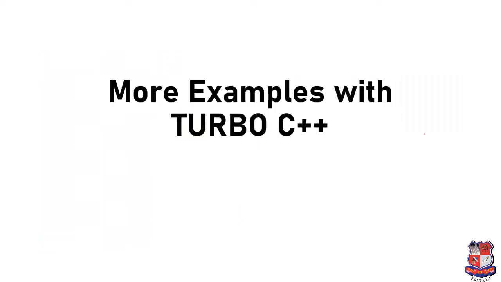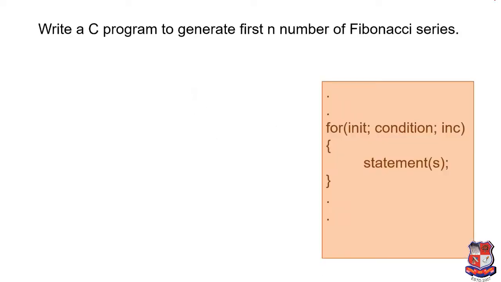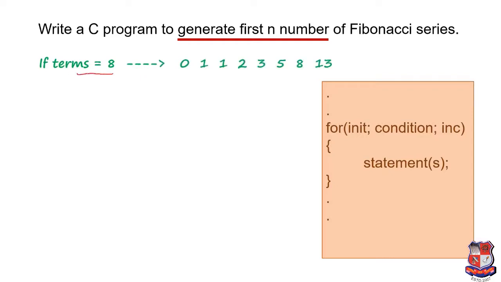Now we'll see some more examples related to the for loop by using Turbo C++. So we'll start with: write a C program to generate the first n numbers of the Fibonacci series. The first question is: first n numbers. It means we have to print the first n terms of the Fibonacci series. So how can we decide it? For that we have taken an example. If terms is equal to 8, then the Fibonacci series will be like this: 0 1 1 2 3 5 8 13. You can check, it is a total of 8 terms, so we have to do likewise.